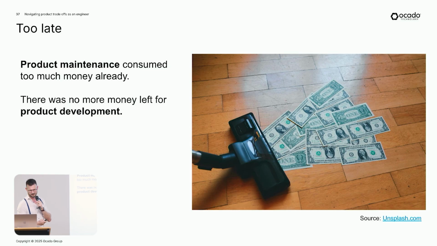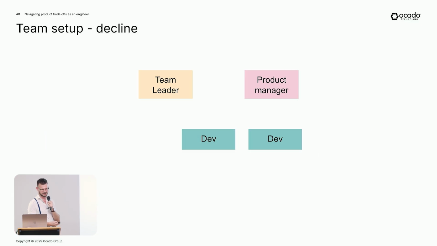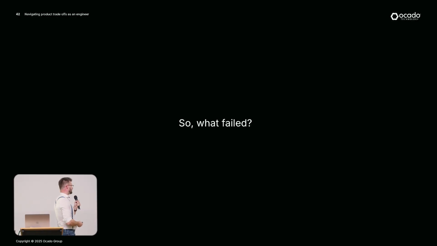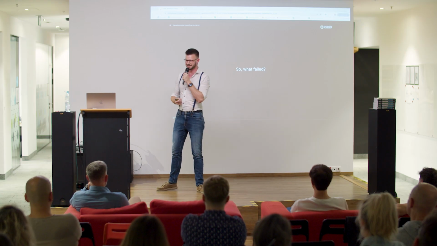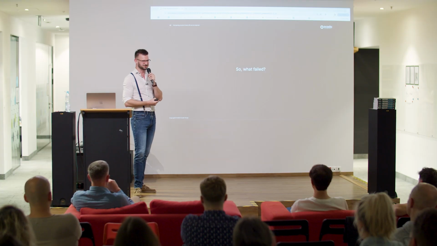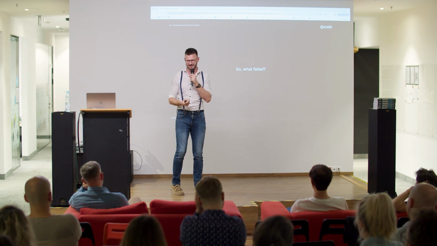So from the initial setup that looked like this, eventually it looked like this, then like this, and eventually the project got closed anyway. So what failed? There might have been many reasons for that. Maybe the developers that originally developed the applications were not that good, but let's assume that wasn't the case. And let's say that the developers actually communicated that there is a huge pile of technical debt, that we need to do the refactoring and so on. So let's say that they did communicate.